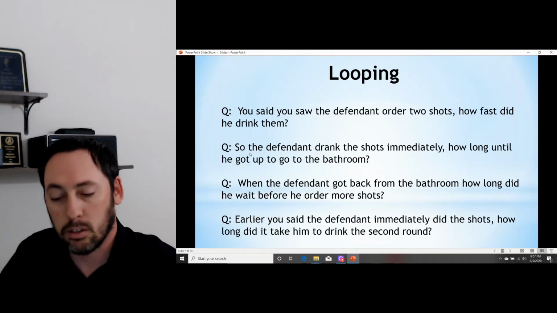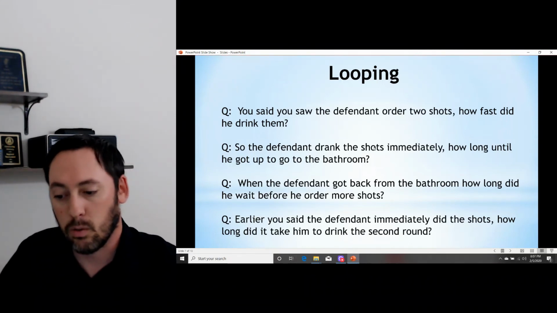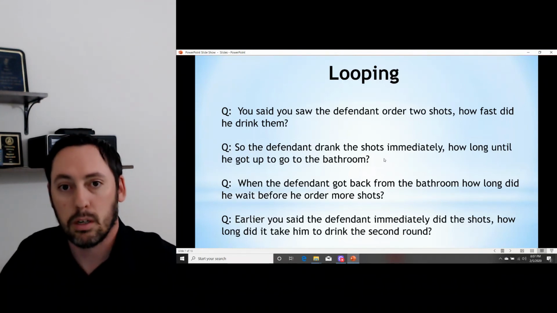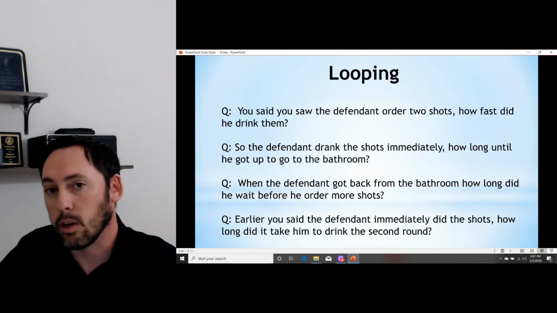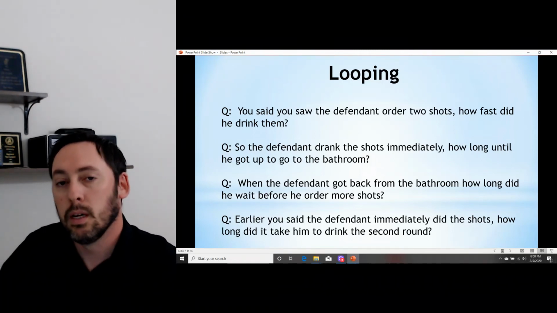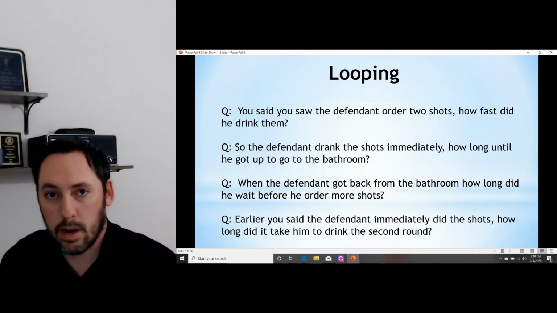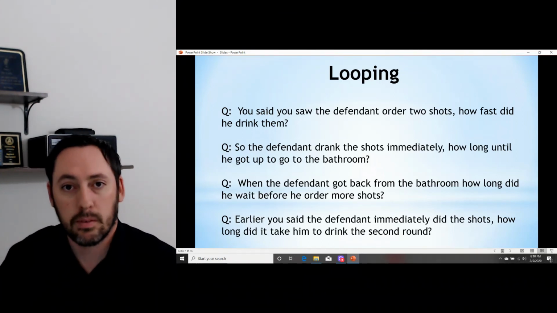And the follow-up questions, I do the same thing. So he drank the shots. How long until he got up to go to the bathroom? That's my question, framed with the prior testimony. And you can really use this as a technique to control exactly where you want to go and keep re-emphasizing key points. Okay, so we've gone over the role of direct. We've covered some rules of direct, and we've covered some techniques.